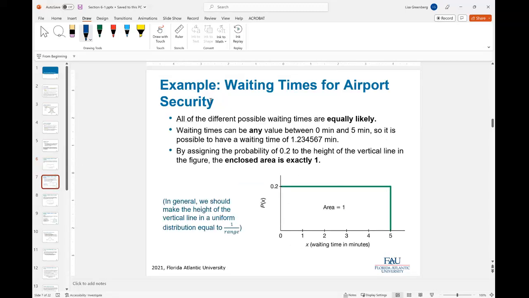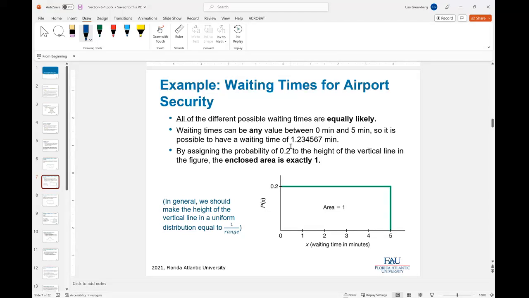Then all of the different possible waiting times are equally likely. Waiting times can be any value between 0 and 5. So it is possible to have a waiting time of 1.23456 minutes, depending on how many decimals we can carry it out to. It's a continuous graph because every value is possible.